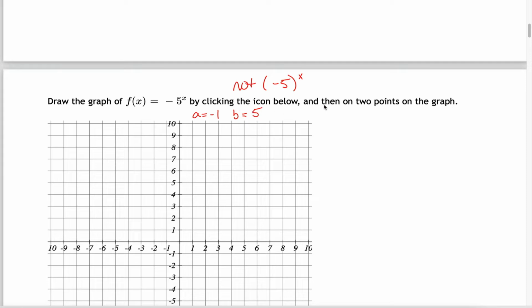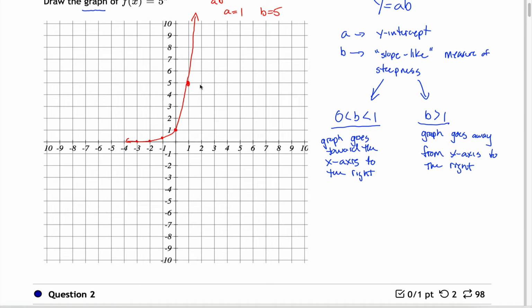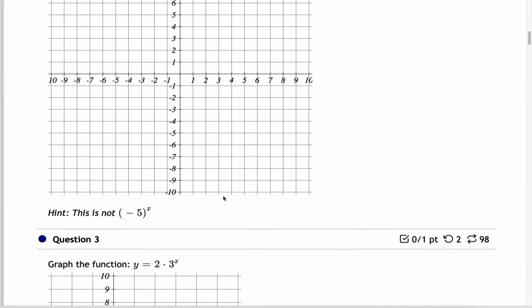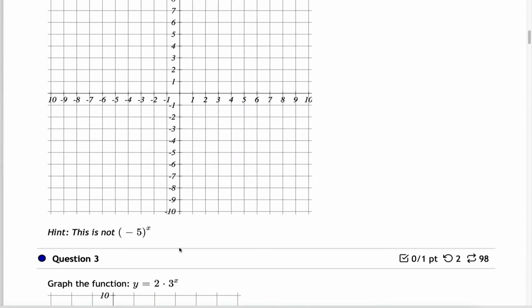And yeah, sure enough, you click an icon and then click 2 points on the graph. So even if you didn't know this stuff, I think you could still figure it out this way. Aha, and I even put in this hint right there. Look at that. You could tell I've used these problems before.